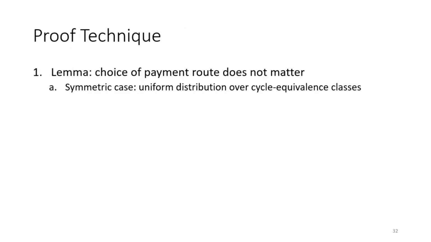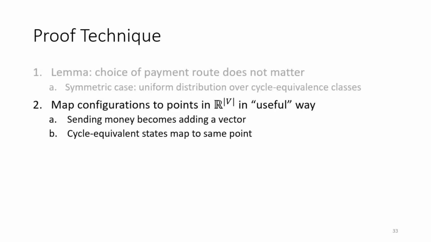So how do we get these results? Well, step one is to make some structural observations about the space of network configurations. And in particular, we'll define a nice equivalence class over different configurations such that the stationary distribution of our Markov chain is uniform over these equivalence classes. Next, we'll map configurations to points in real space in a useful way. And by useful, we mean that sending money, or sending a transaction, reduces to adding a vector, and every representative of these equivalence classes maps to the same point.